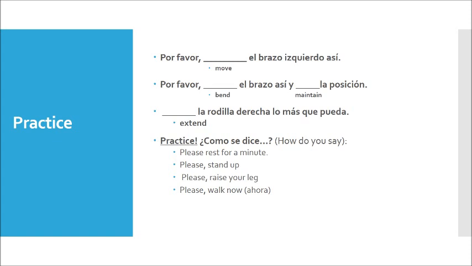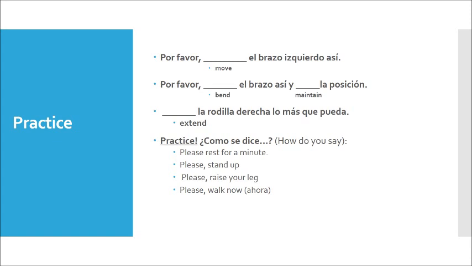So for more practice, how would you say these phrases? Please rest a minute, please stand up, please raise your leg, and please walk now. For the please aspect, it's just more formal when you use a command to a patient. And for the please part, it's sort of like how you would say in English. You can use it at the beginning or the end of the phrase or sentence. So I can tell someone to please rest for a minute, or I can say, rest for a minute, please. So it's okay where you're putting that please part in Spanish, which is por favor.